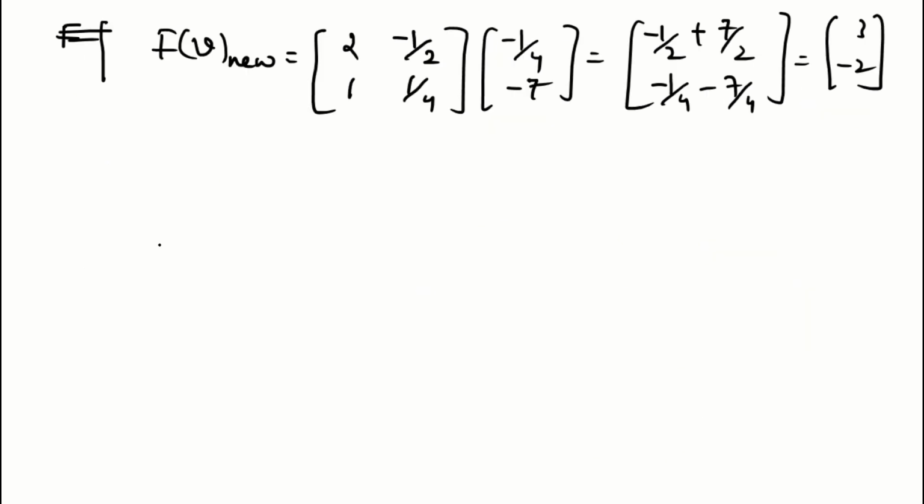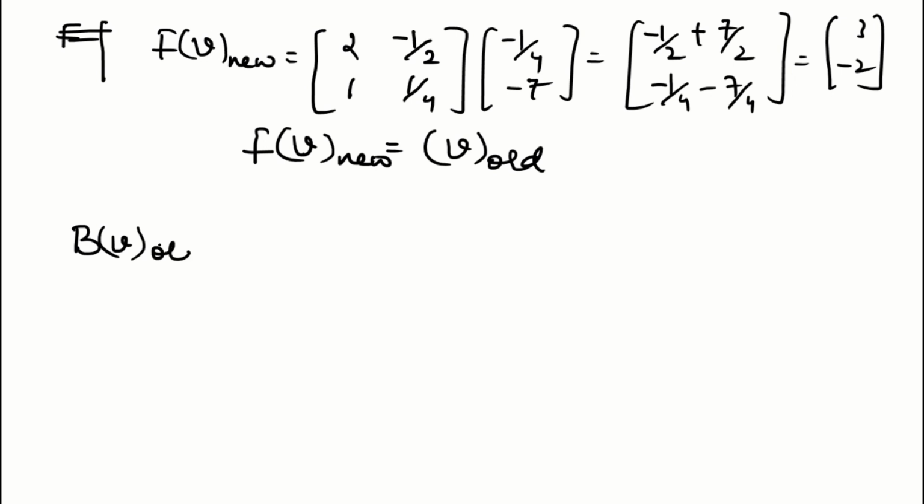So these are V's old components. When you are multiplying F with the new component of V, it is giving you the old component. Now let us take B and multiply B with the old component of V. So what is B? B is the matrix of backward transformation. So B times the old component of V, which is 3 and minus 2.